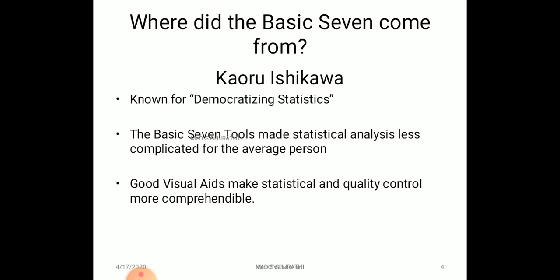Where did the basic 7 tools come from? Kaoru Ishikawa, a Japanese person, found these basic 7 tools, and he was also known for democratizing statistics. The basic 7 tools made statistical analysis less complicated for the average person. Good visual aids make statistical and quality control more comfortable.